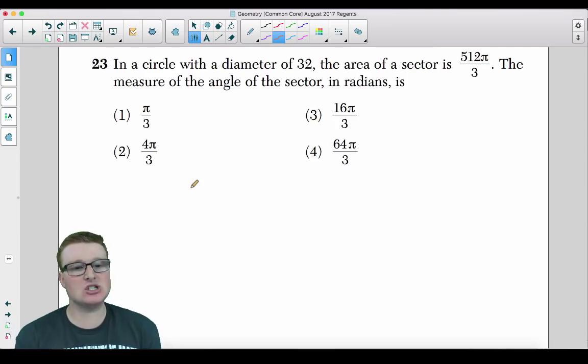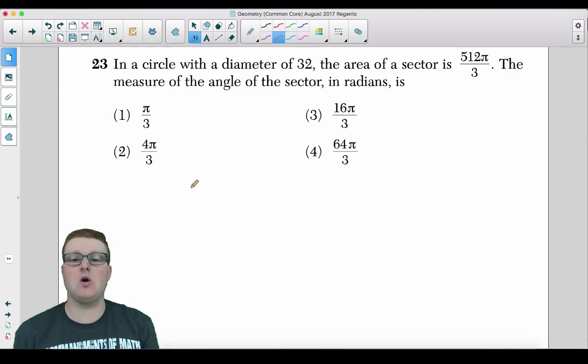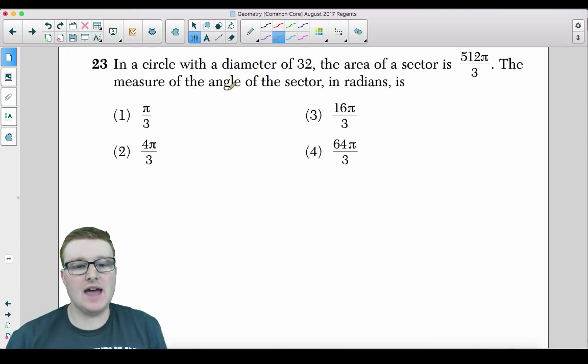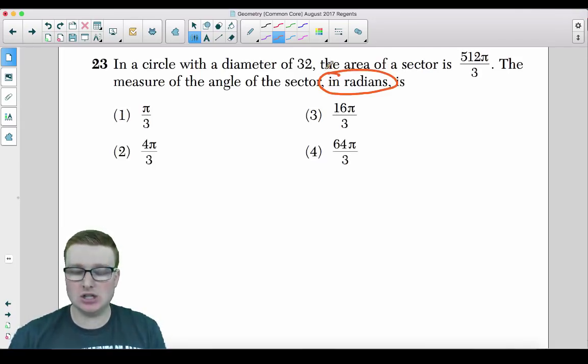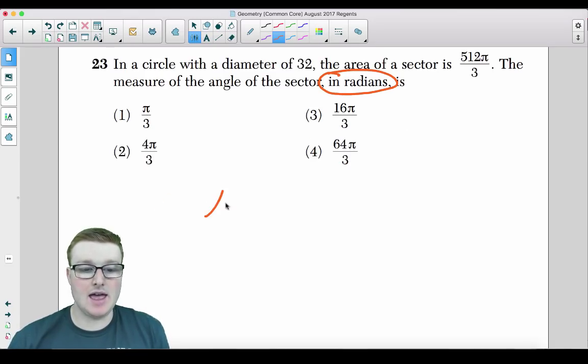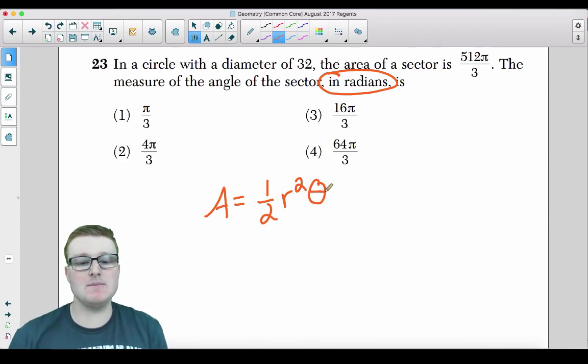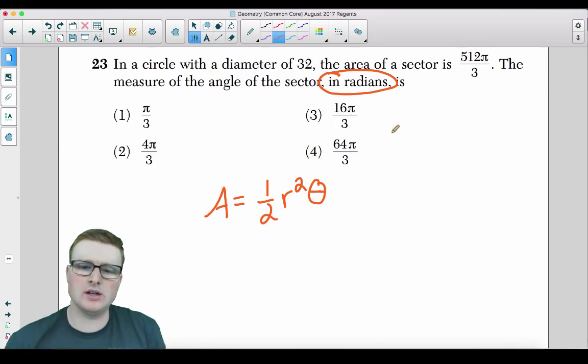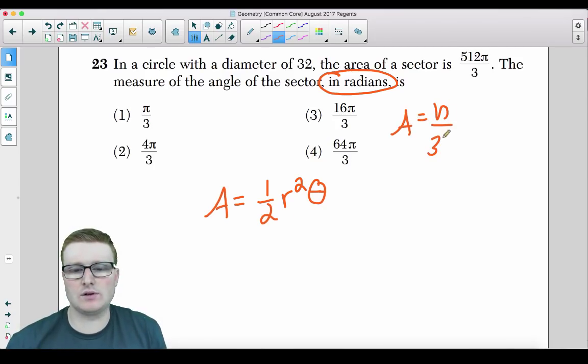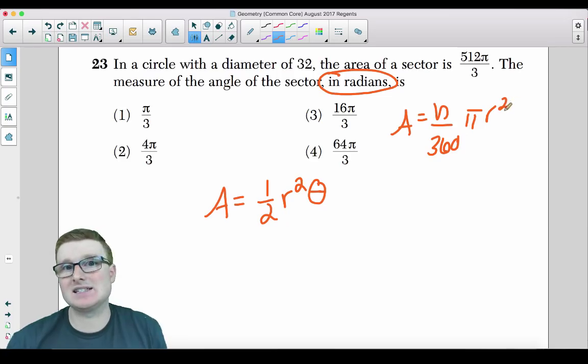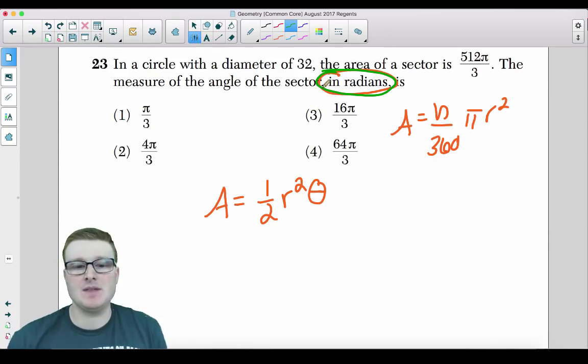Okay, 23. In a circle with a diameter of 32, the area of a sector is 512 pi over 3. The measure of the angle of the sector in radians is what? So what you need to know is this formula. Area equals 1/2 r squared theta. Now, you might be thinking to yourself, Trevor, I thought you told us that the area of a sector is n over 360 pi r squared. It is. But the problem here is they want the answer in terms of radians.